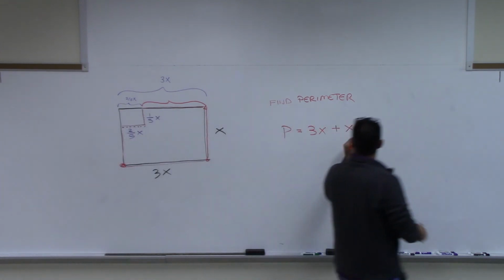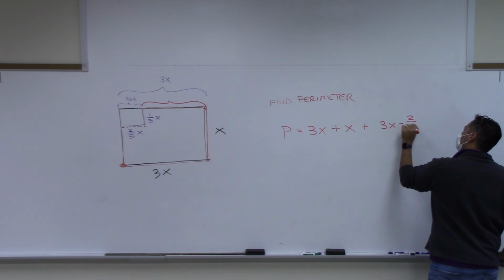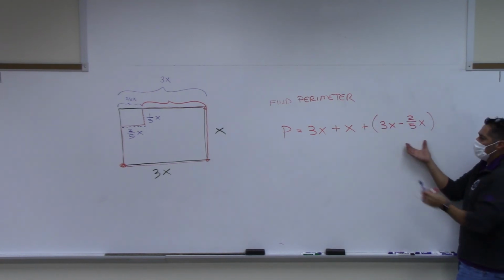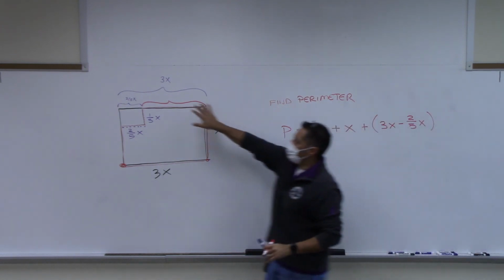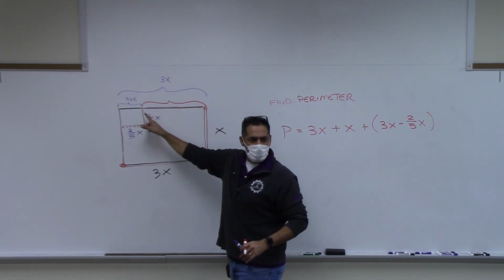So I'm going to say here, plus the 3x, take away the 2/5 x. I'm going to put this in parentheses just to stress that this right here is this side, from here to here. Understand?